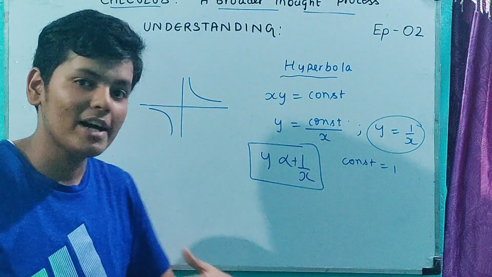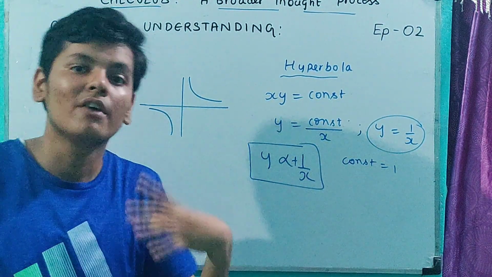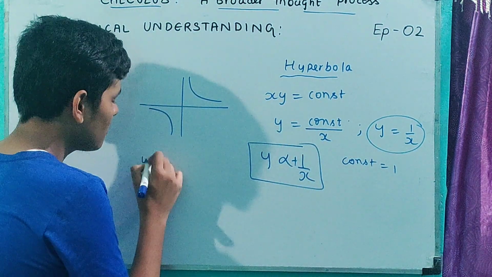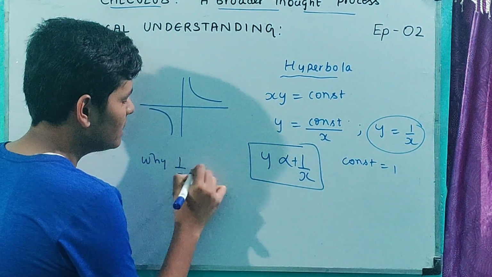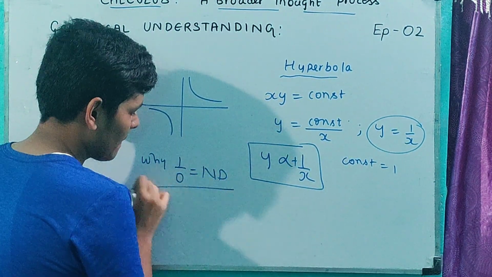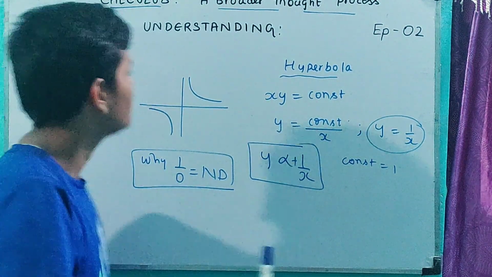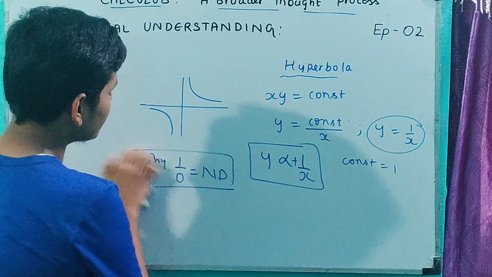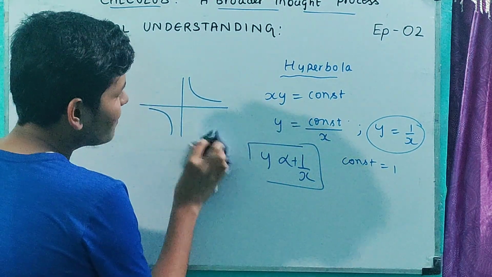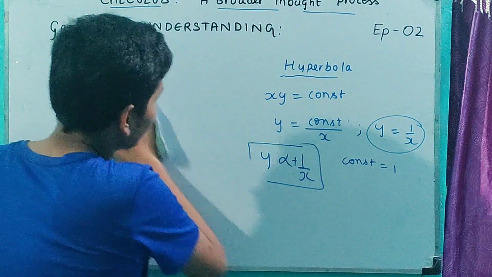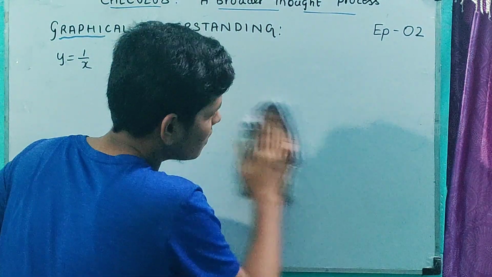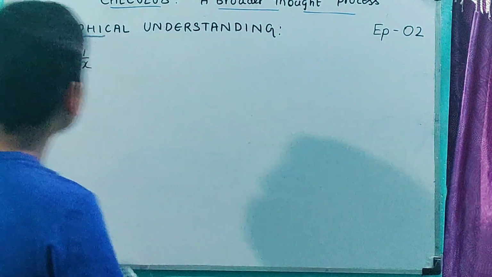And also, while we are trying to prove the hyperbola graph, we can also prove why 1 by 0 is not defined. Why is 1 by 0 not defined? This can also be proved by the concept of limits. Okay? So let us start. We have the equation y equals 1 by x. Let us apply a limit over here.